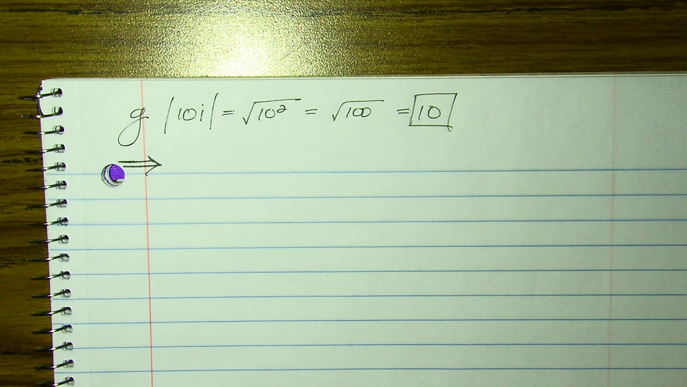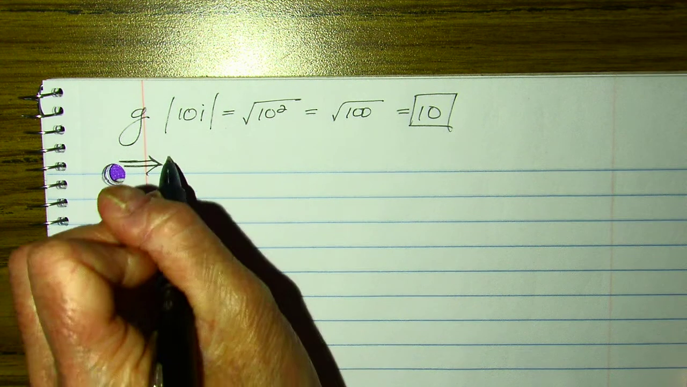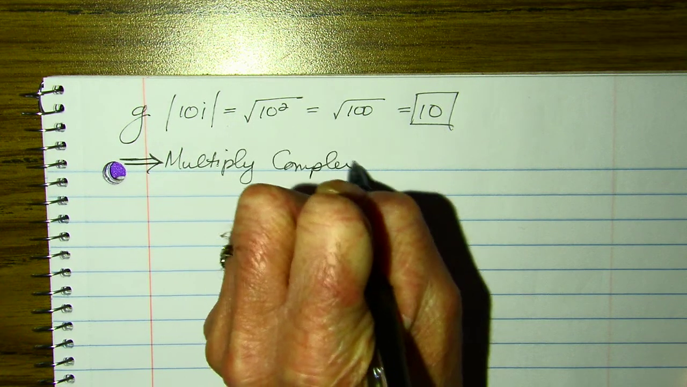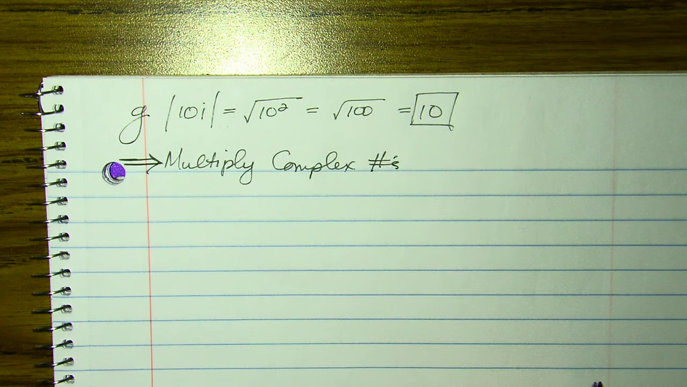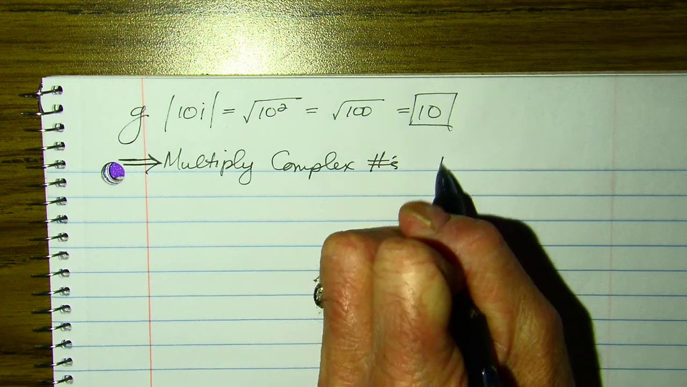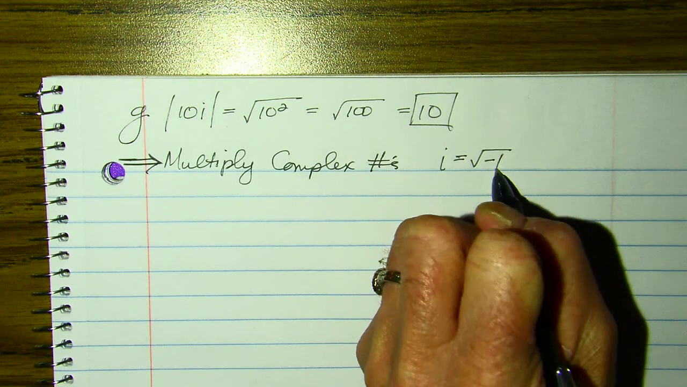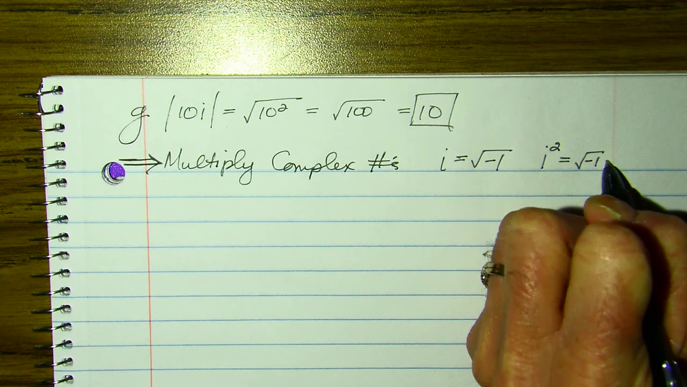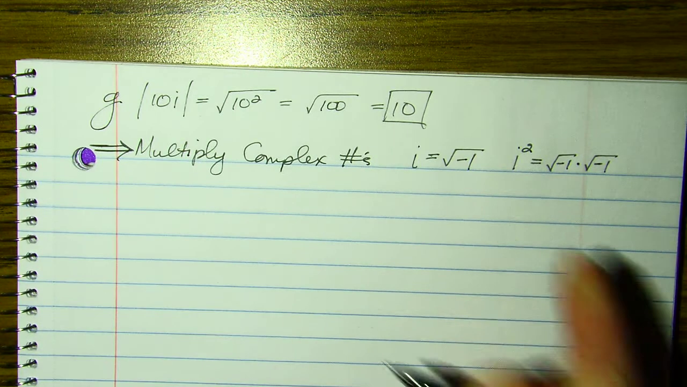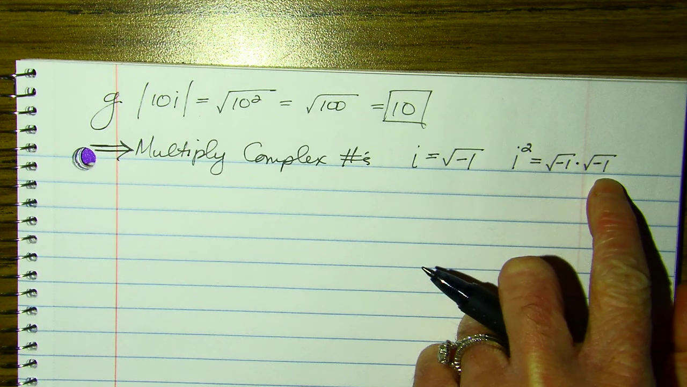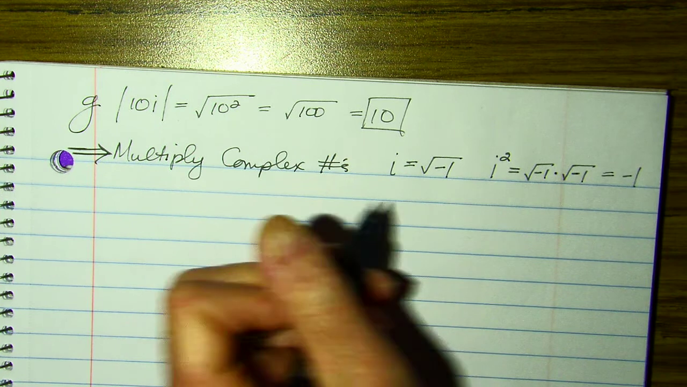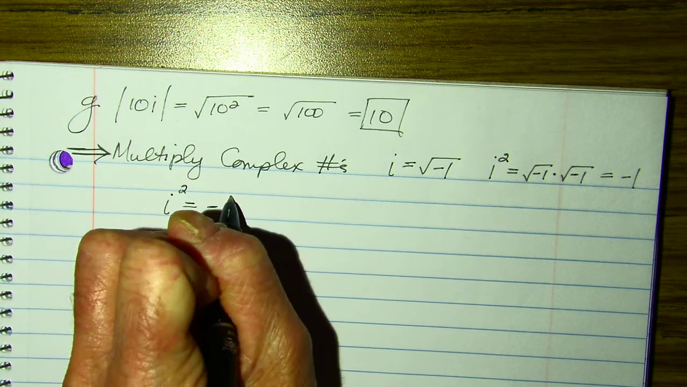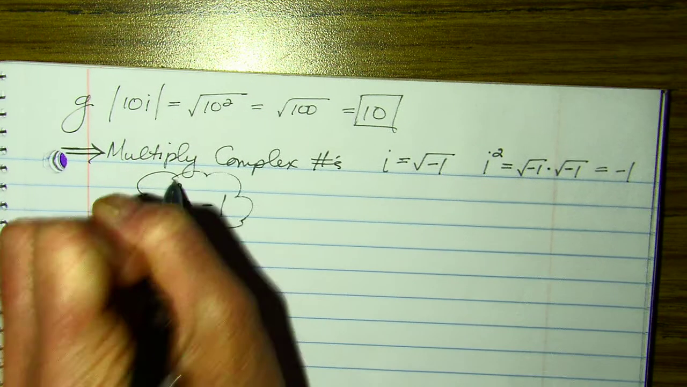So we did how to graph them, how to find the absolute value. Now we are going to multiply complex numbers. And I need to go over i, remember, equals the square root of -1. So i squared would equal the square root of -1 times the square root of -1, right? Because you have i times i, which would equal -1. So whenever we see i squared, we're going to replace it with a -1. So this is really important.